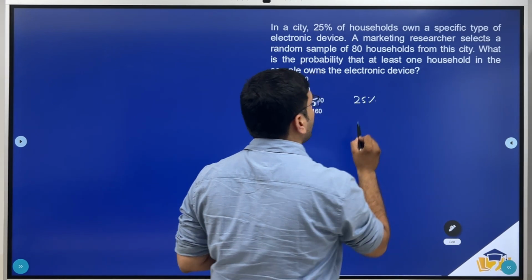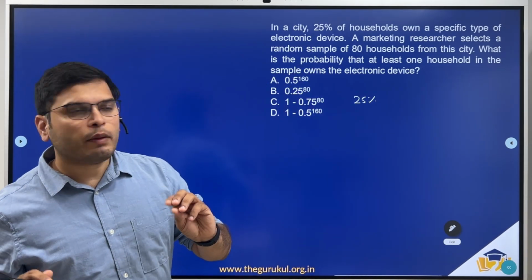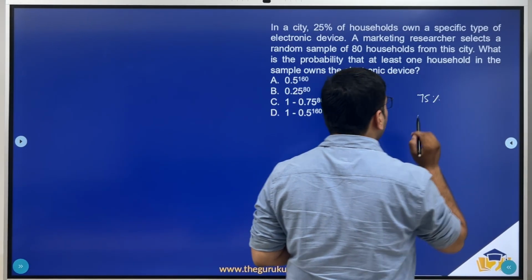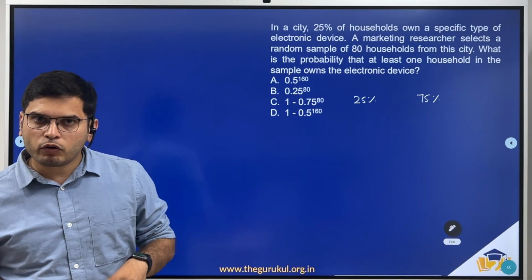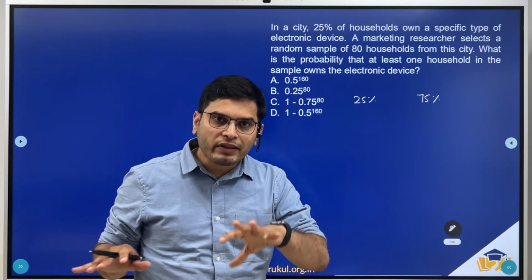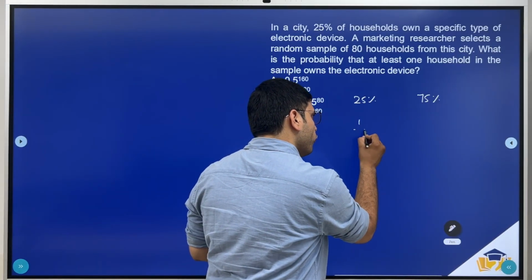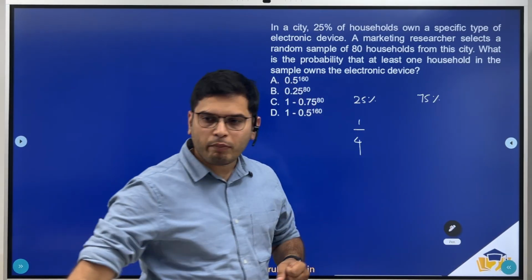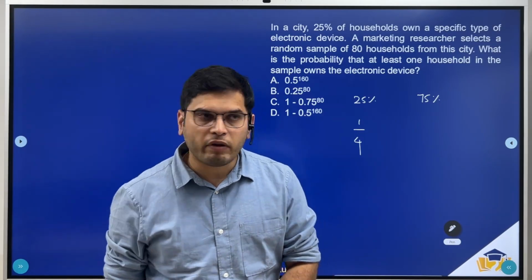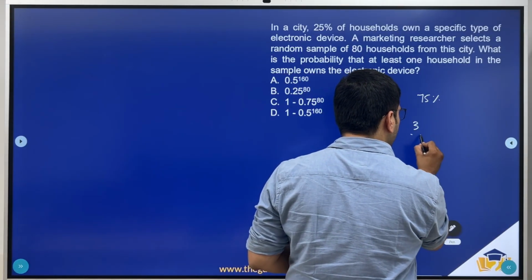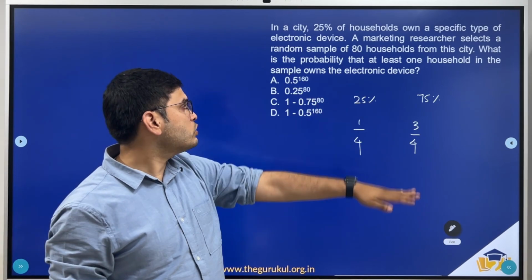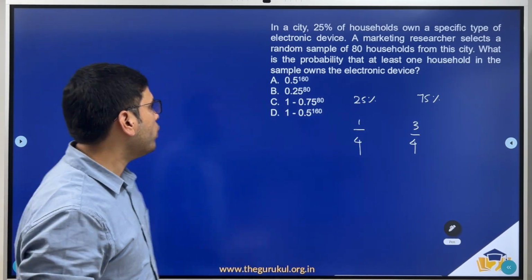So 25% of the households own a specific type of electronic device. So that means 75% do not own that specific type of electronic device. Now, what is the probability of selecting one person who has that electronic device? 1 by 4, 25 by 100, 1 by 4, right? Similarly, selecting a person who does not have that electronic device would be 3 by 4. Right? Now, what was asked? What is the probability that at least one household in the sample owns the electronic device?